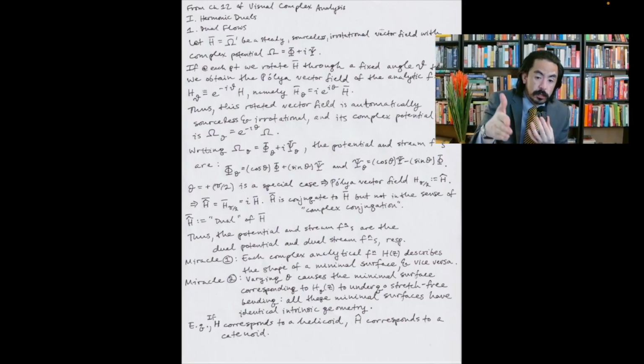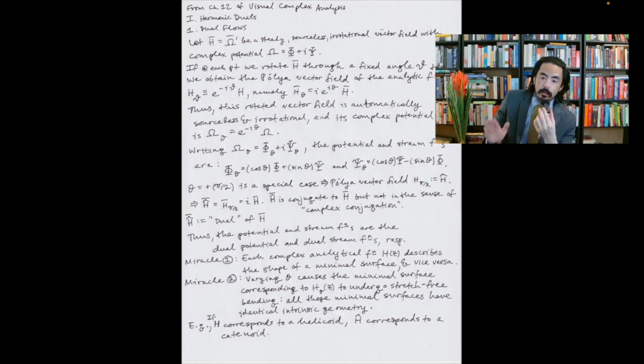But anyways, at this point in the Visual Complex Analysis book, they refer to that whole complicated, I'm not going to say complex because we're talking about complex analysis. So if something is complicated, you need to say complicated and not complex. But anyways, capital H wedge over bar in addition to another over bar, that's just going to be called the dual of capital H over bar because, like I just said, take i times capital H over bar and you get the dual of H, essentially. But this is leading up to the punchline. Thus, the potential and stream functions are the dual potential and dual stream functions, respectively.